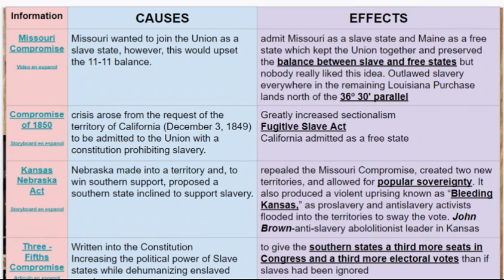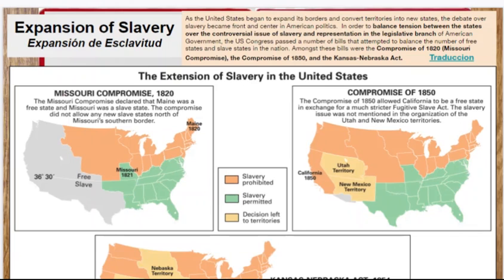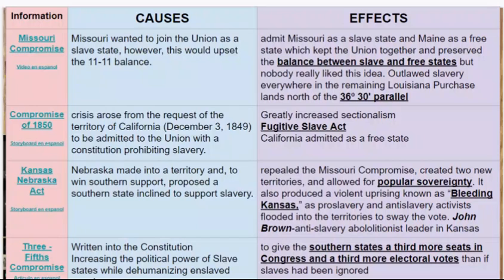So again, when we look at that map, right here is the 36°30' line. Anything north, a new territory would not have slavery. The Compromise of 1850, again, greatly increases sectionalism. The Fugitive Slave Act is passed. The South passes their own state laws, and California is admitted as a free state.